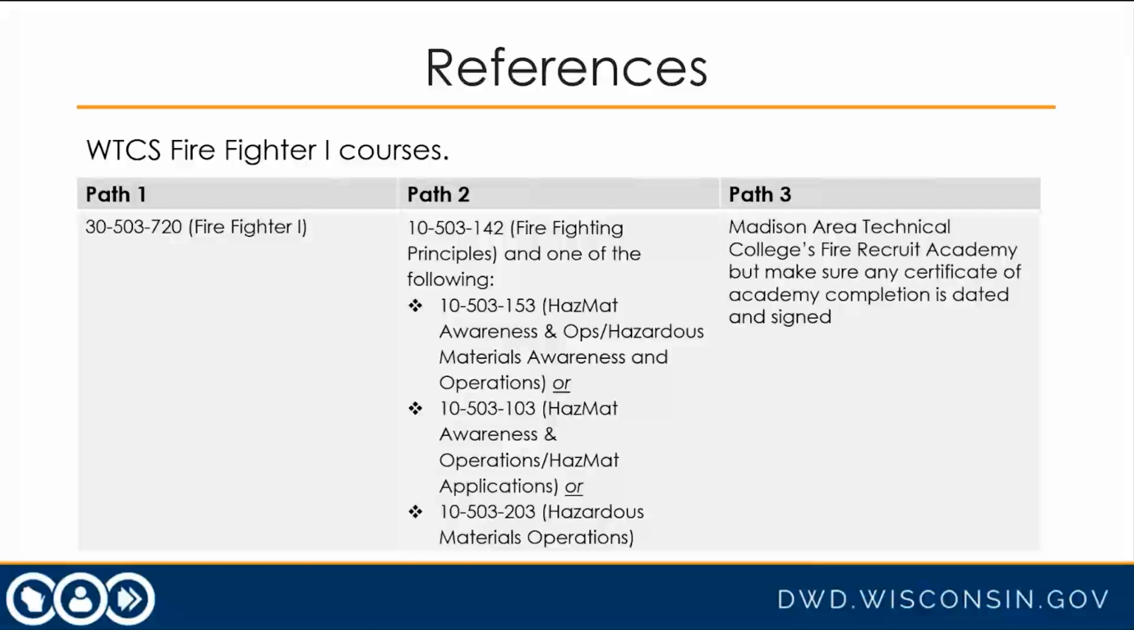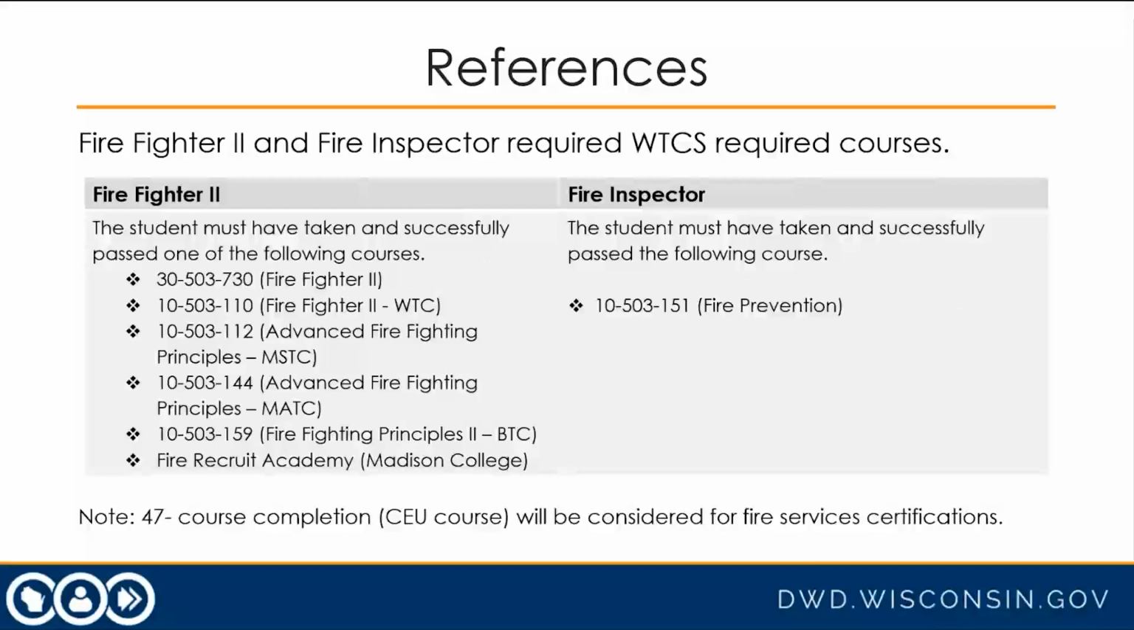This slide is provided to you as a reference for the required courses for a Firefighter 1 claim when you're using WTCS course completion as evidence. The 3 paths were discussed in previous slides. This slide shows the required courses for a Firefighter 2 or Fire Inspector claim when you're using WTCS course completion as evidence. When preparing your documentation, remember to highlight the course or courses that are relevant to the certification.